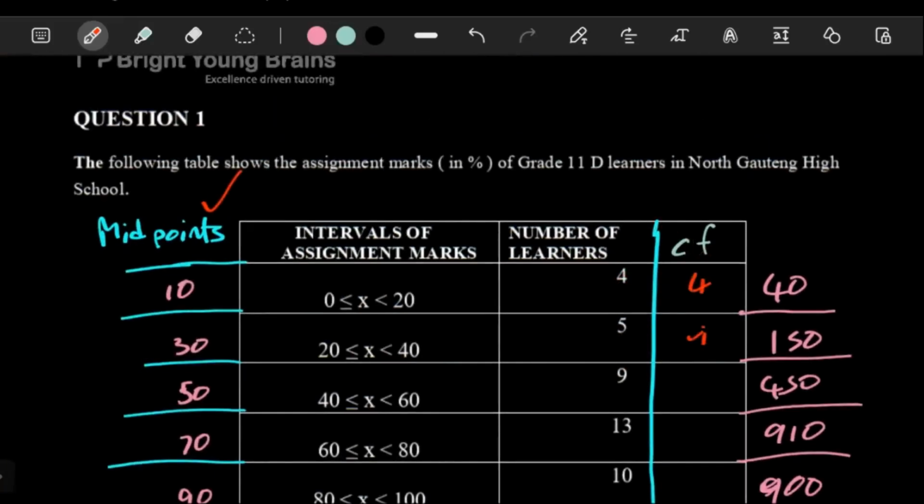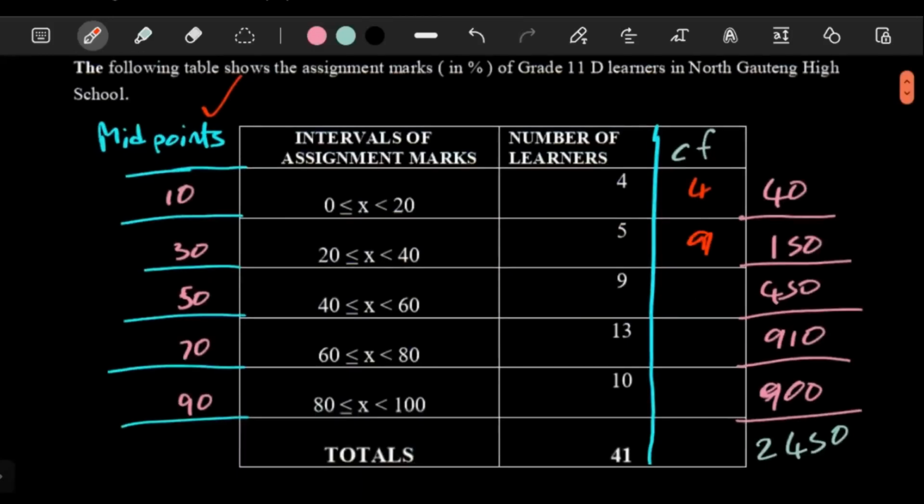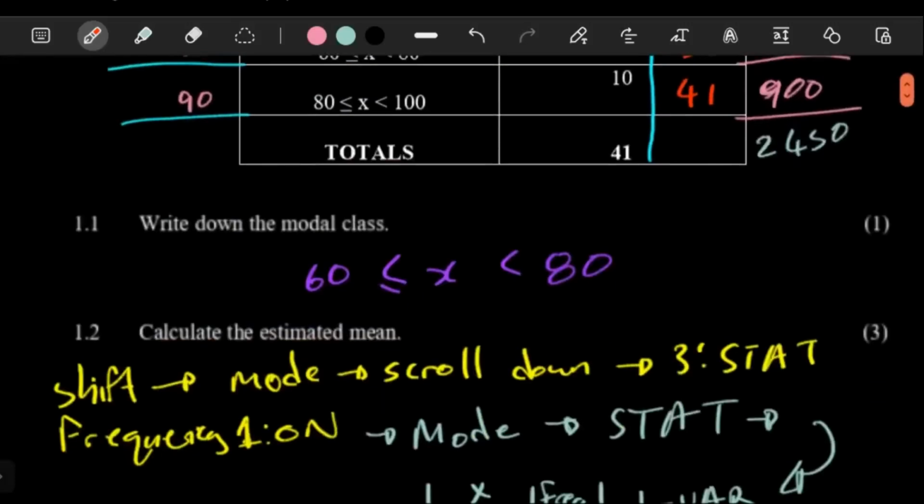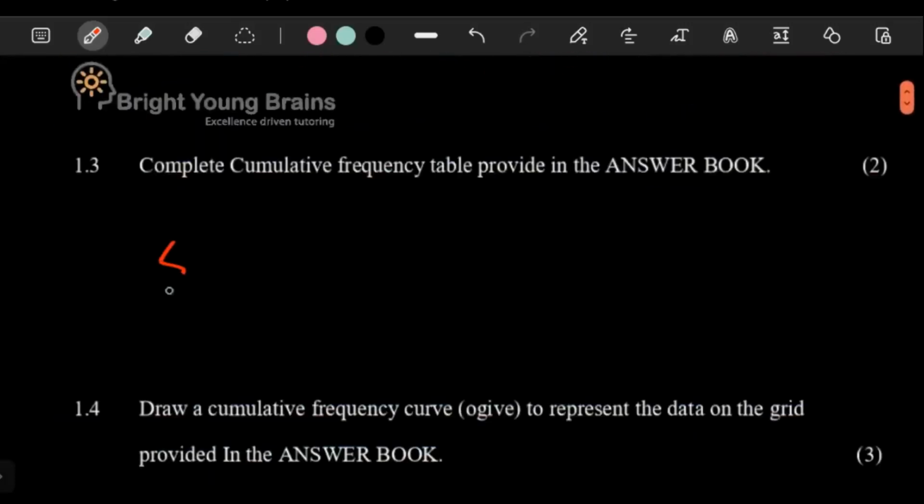You add 5, you get 9. You add 9, you get 18. You add 13, you get 30. Goodness, what are you going to get? It's close to 31. I hope 31 is right. 31 just looks so right. Plus 10, you're going to get 41, which is this 41 down here, the total. But anyway, so that's that. See the table above.